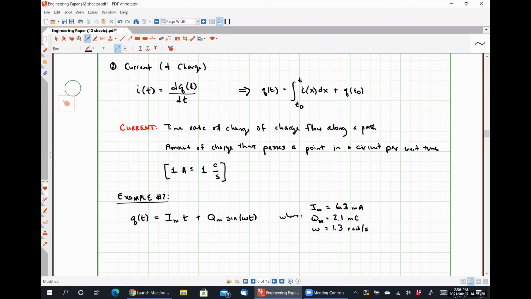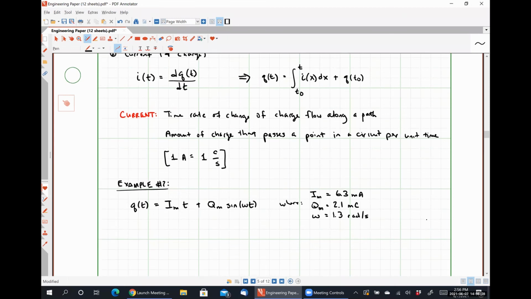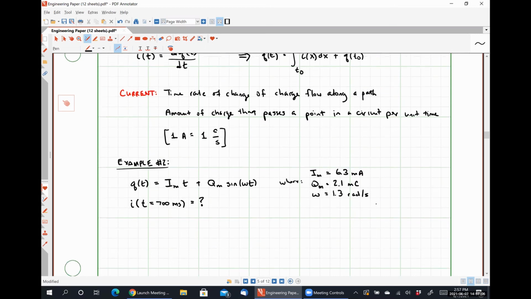If I wanted to determine the current flowing through this circuit element at a time t equal to 700 milliseconds, how would I go about determining that quantity? You need to differentiate Q with respect to time. Yeah, so we use the equation that we have up here on the left. You're absolutely right.